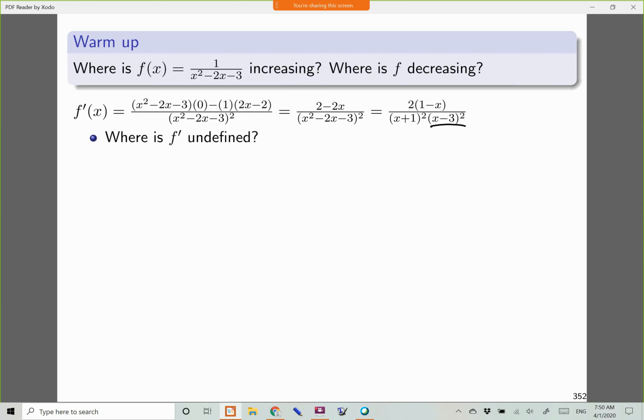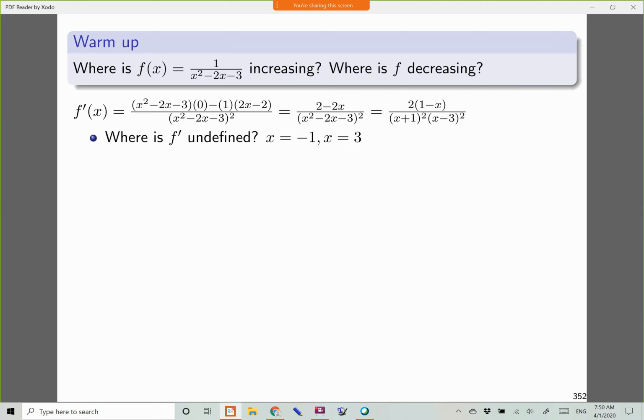They're x values that are not in the domain, right? We don't get a real number out because by plugging in, for instance, 3, you'd end up with a 0 in the denominator. So there are these two values of x, x equals -1, x equals 3, that are problems. They're not in the domain, or these are values of x for which f prime is undefined.